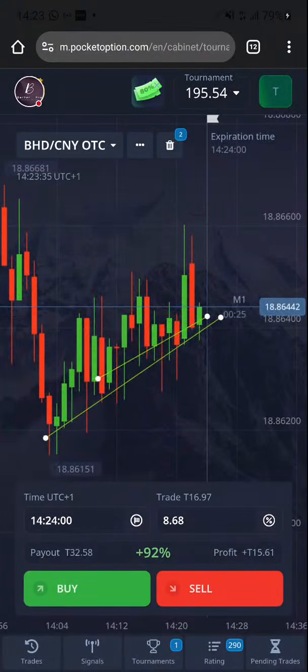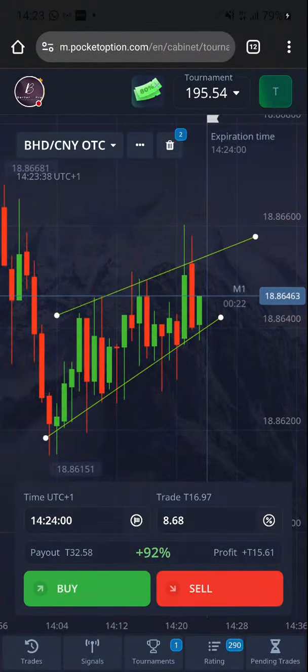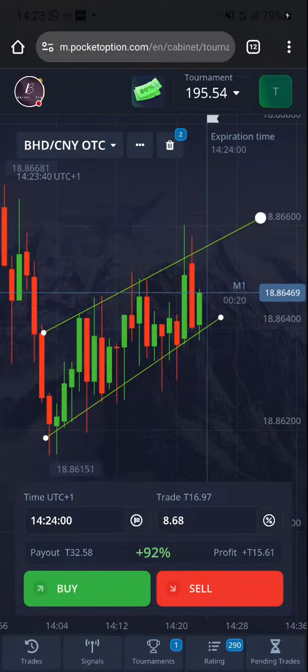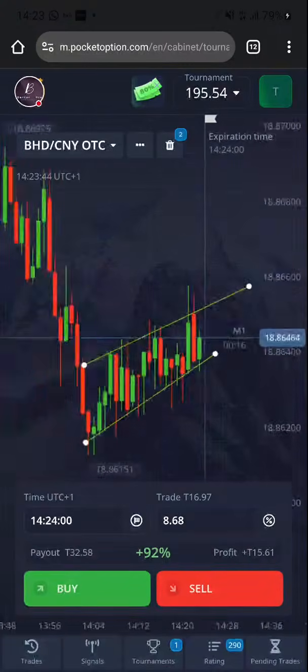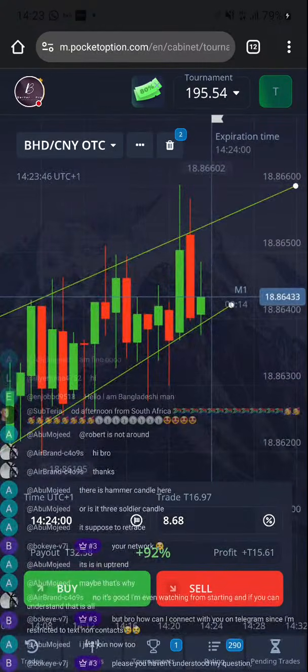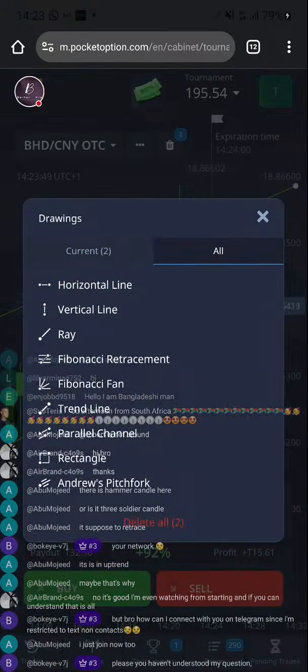Now let me give you this one quickly. The reason why I took this trade is because immediately I came and I saw this red green pattern, I knew that it was going to be a very good trade.